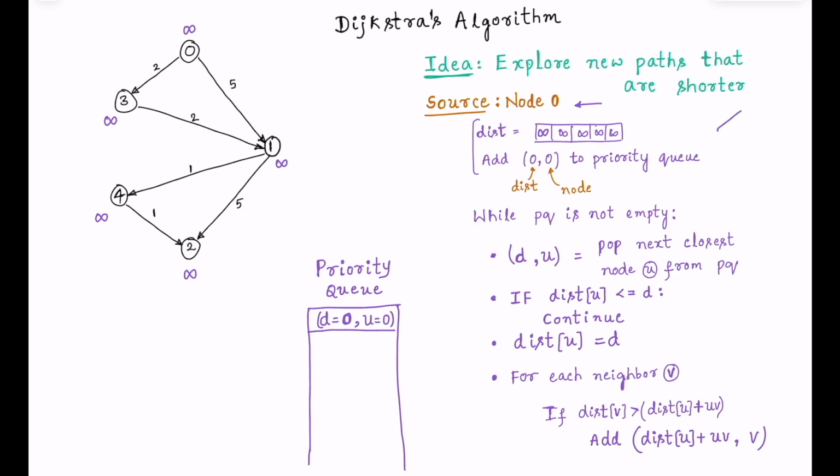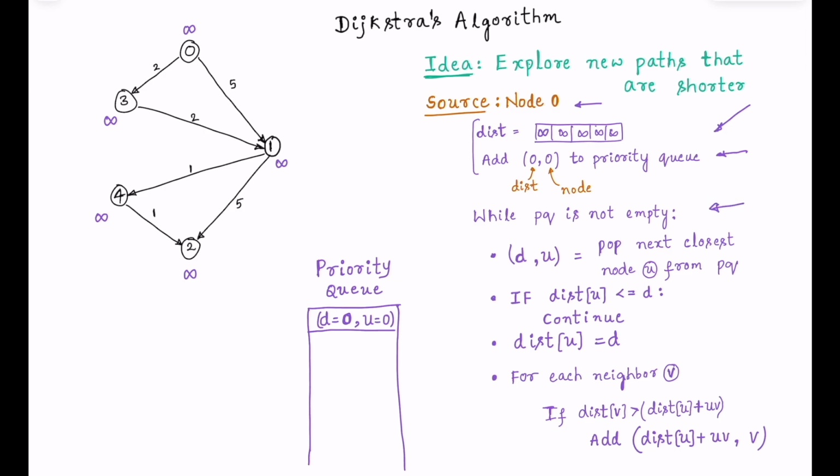Here is the pseudocode for Dijkstra's algorithm. We first initialize the distances to all the nodes as infinity and add (0, 0) to the priority queue. The first element is the distance and the second element is the node itself. Next we execute this while loop.